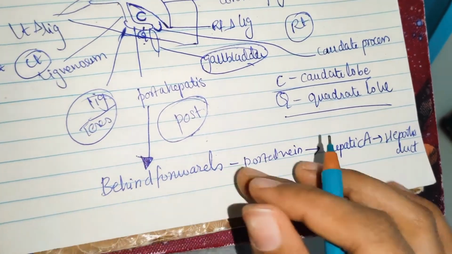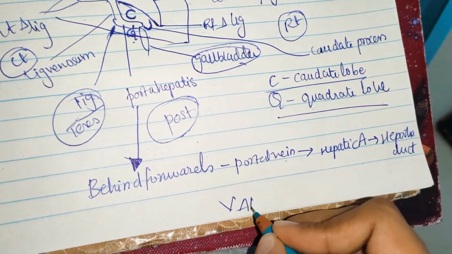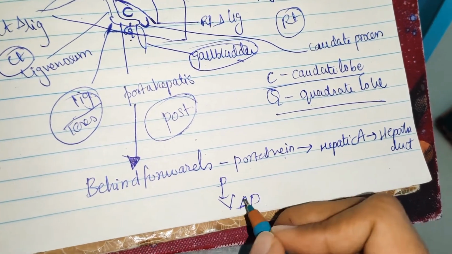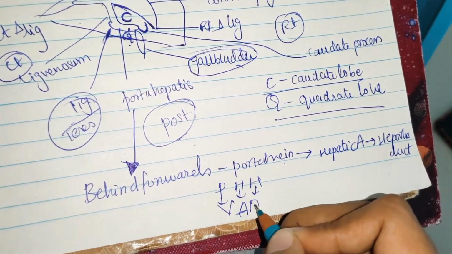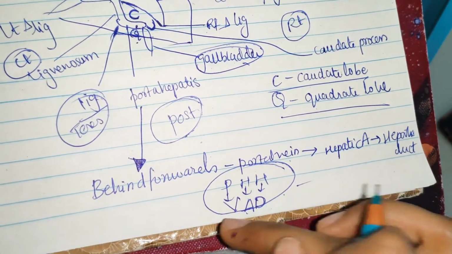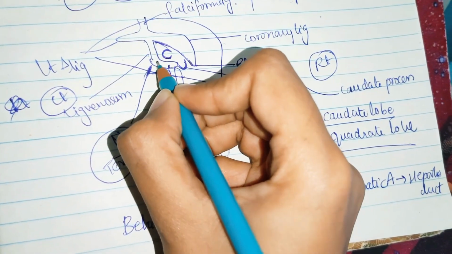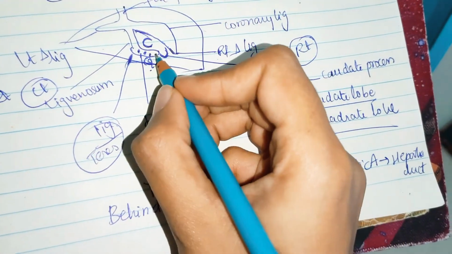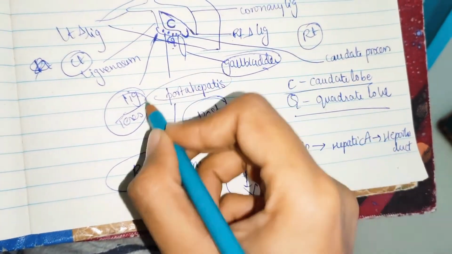So how to remember this? You can remember V for vein, A for artery, D for duct. Write like this. Above V just write P to have clarity that it is portal vein. Above A write H, that is hepatic artery. Here also H, that is hepatic duct. So you can write it like this, PHHVAD, just like a mnemonic. So this is the arrangement of structures behind forwards: first portal vein, next hepatic artery, next hepatic duct. So like this they are arranged in the porta hepatis. If you understand this, that is enough for the porta hepatis.